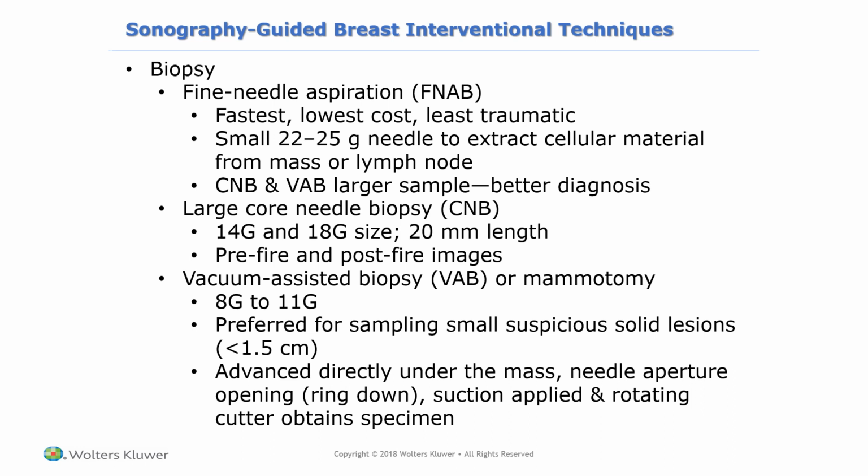So the bores of these are usually about 14 to 18 gauge and about 2 centimeters in length. Now, a little bit more complicated and able to get a larger sample yet is going to be the vacuum assisted biopsy, or mammotomy. This is going to use an 8 to 11 gauge needle, and this is used for sampling very small suspicious lesions where a fine needle or a large core biopsy might either miss the mass or not get enough cells to adequately test it.